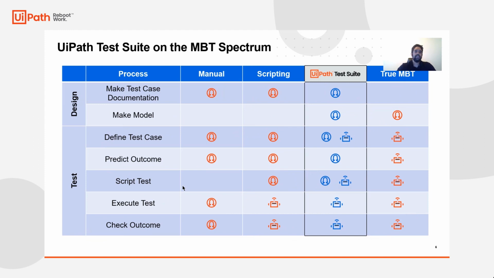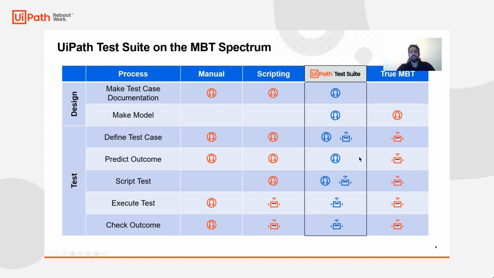For manual testing, you of course have to manually create the test case documentation, define the test case, predict the outcome. There isn't any scripting involved, but you have to manually execute and check the outcome of the test. With scripting, you still have to manually create the test case documentation, define the test outcomes, script the test, but the execution of the test and checking of the outcome is automated.